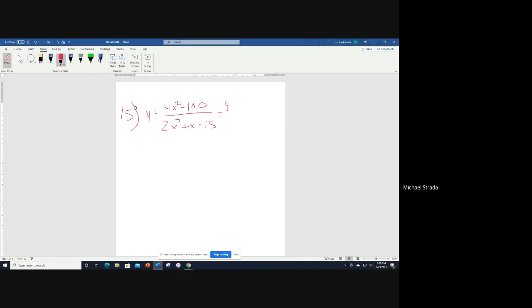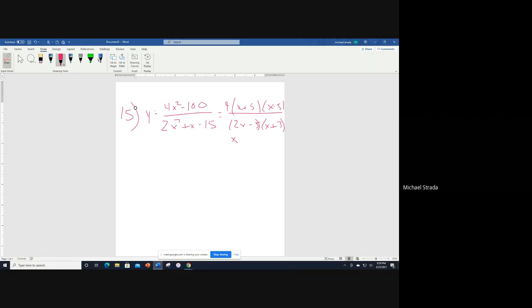When I pull the 4 out of the numerator, I'm going to have x squared minus 25. That factors into x plus 5, x minus 5. When I factor my denominator, I'm going to have 2x and x. The 3 is going to go here when I factor it, and then the minus 5 goes there. That would be negative 5x and 6x, so that works. Since nothing cancels out, I have no holes.